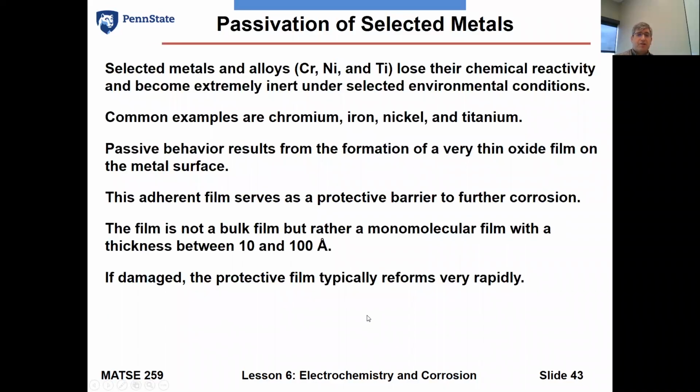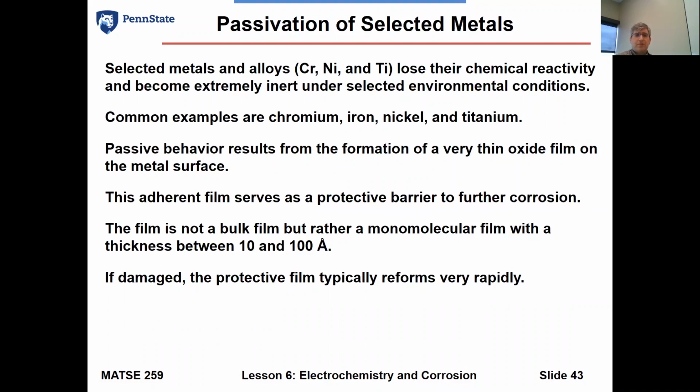So what is passivation? Some materials tend to lose their chemical reactivity. They become inert under certain environmental conditions. One of the most common is seawater. Seawater is an extremely corrosive environment. It's a very difficult environment to work in. That's why when we talk about corrosion, we see that the marine industry, the Navy, offshore oil and gas exploration, they really pay a lot of attention to corrosion.